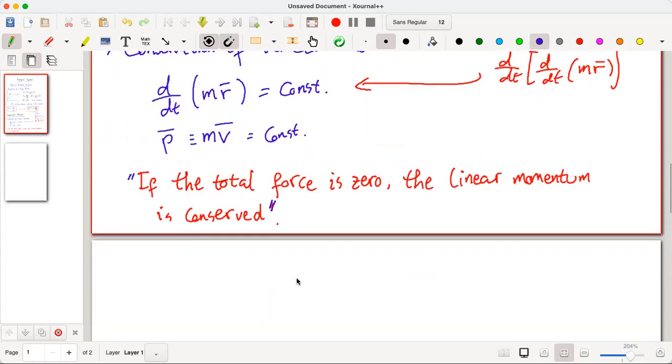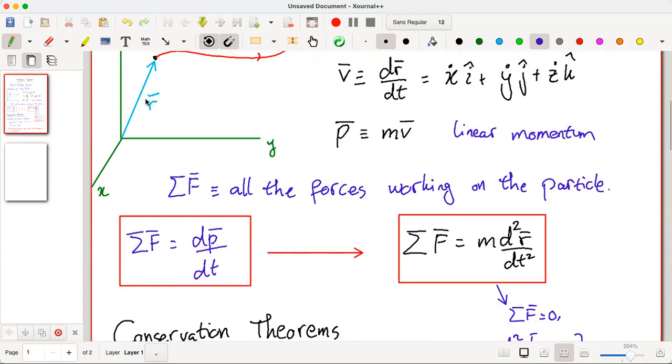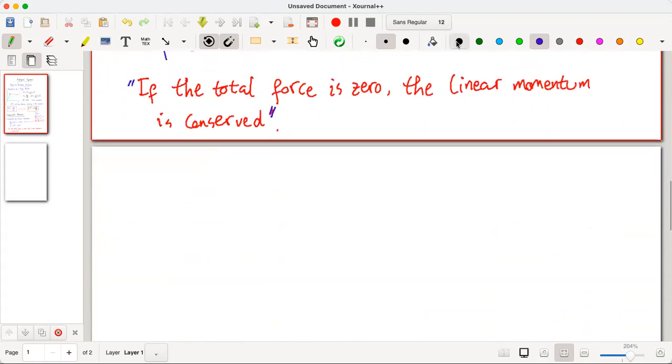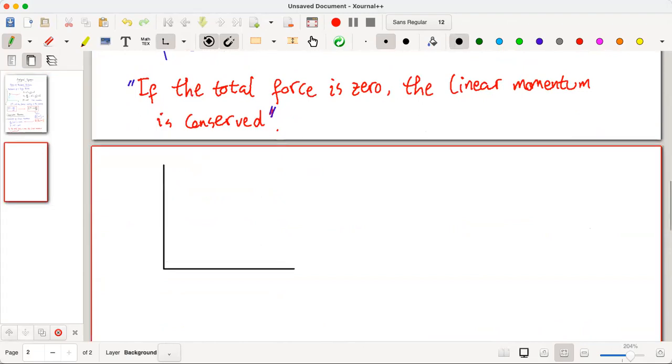All right. So next, we have defined the linear momentum, and I should define the angular momentum. If I take a look at this system once again, let me just draw it again, with X, Y, and Z. I have a particle here.